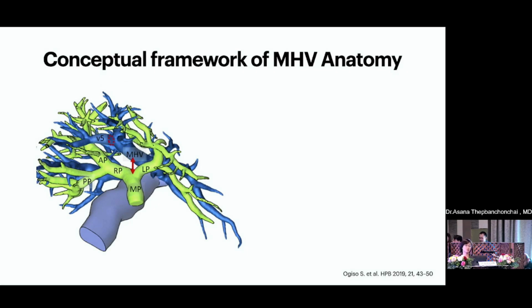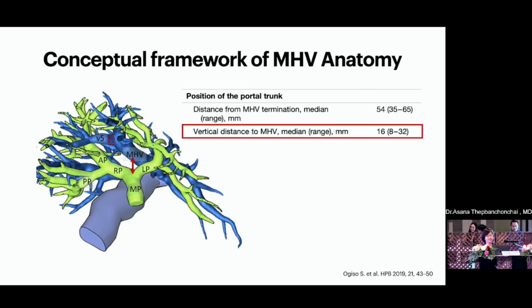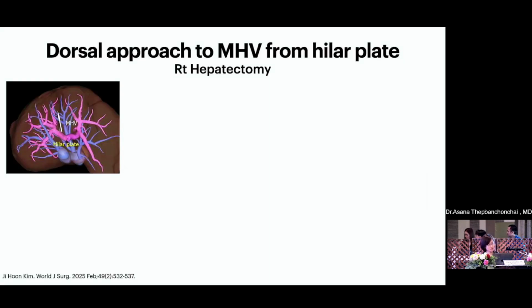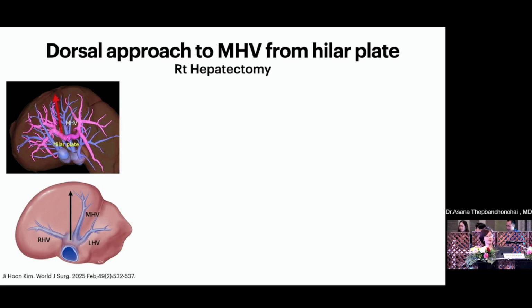This simulation demonstrated that proximal middle hepatic vein tributaries can be identified when beginning a parenchymal transection with a median of 16 millimeters above the hilum and 22 millimeters caudal to the portal tongue in the liver hilum. In association with this knowledge, the dorsal approach to the middle hepatic vein from the hilar plate can be done as a shortcut method. This was demonstrated by Professor Kim, published in February this year.